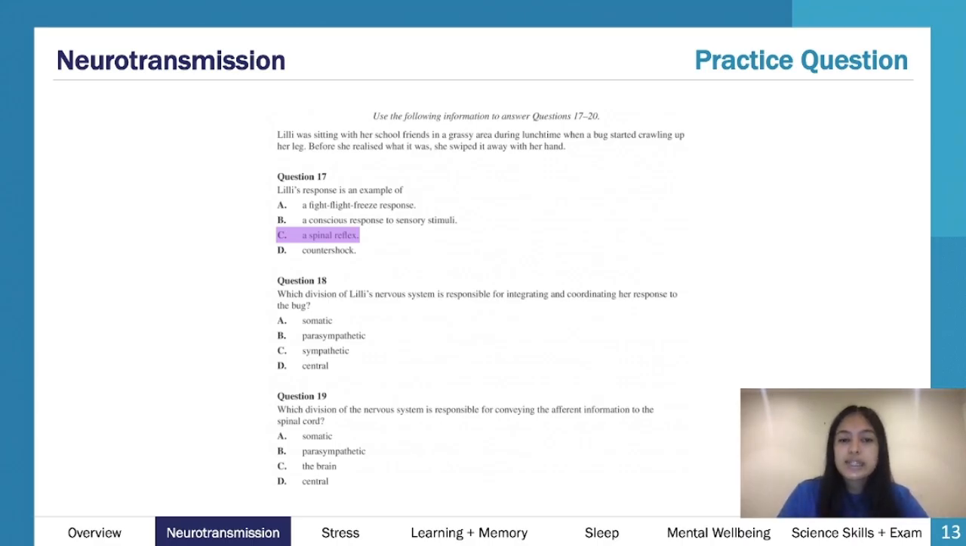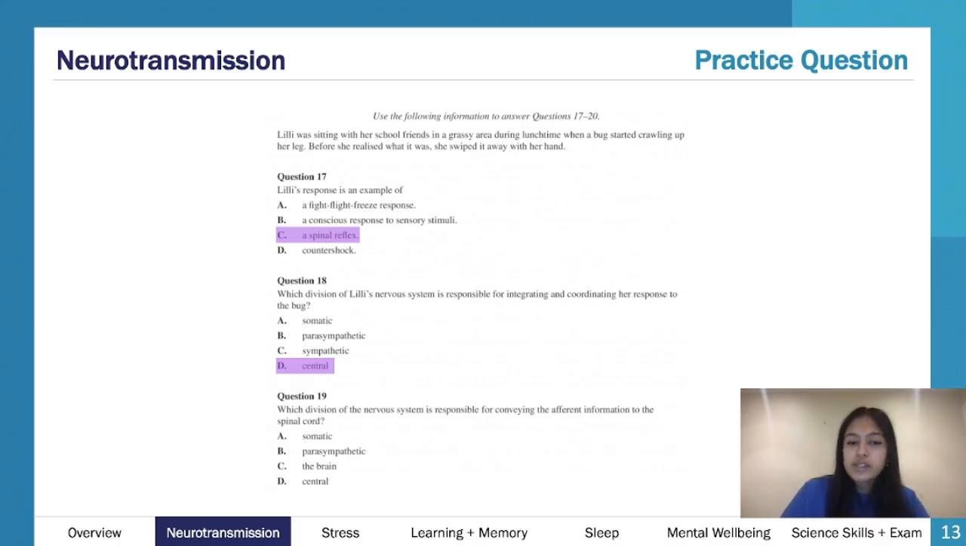So, which division of Lily's nervous system is responsible for integrating and coordinating her response to the bug? So, we know this is a spinal reflex, but seeing the terms integrating and coordinating her response should tell you that it's central, because your peripheral is just basically to send and receive messages. Remember the importance of your brain, and in this case your spinal cord, coordinating that response.